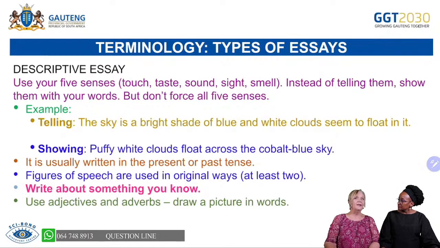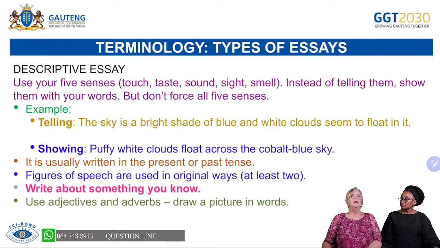We also use adjectives and adverbs. Where have we heard of that? Adjectives and adverbs. In language, of course. Adjectives refer to words describing nouns in a sentence. For example, puffy and white are both words that describe the clouds. Right. So puffy and white are adjectives.